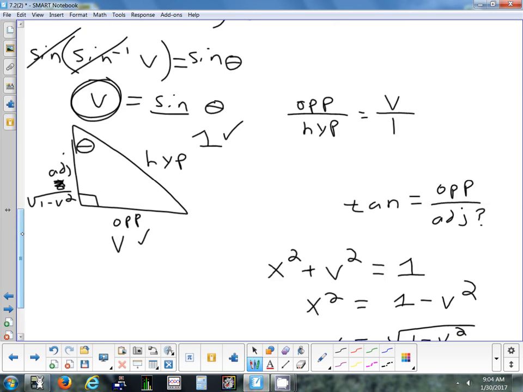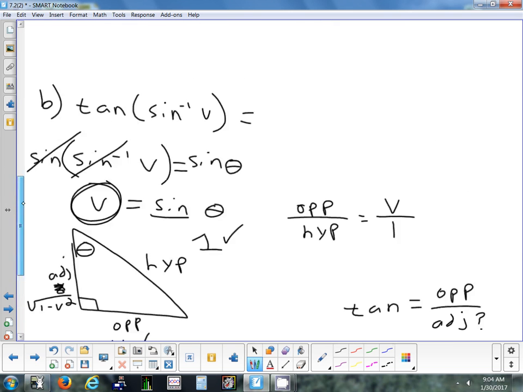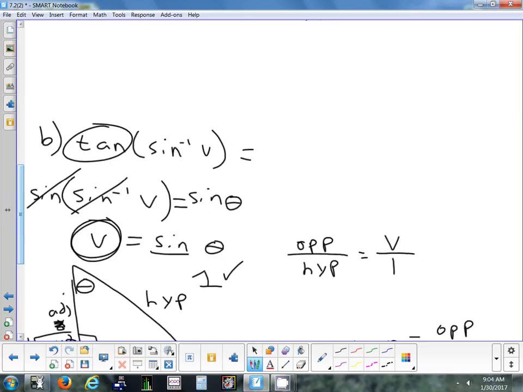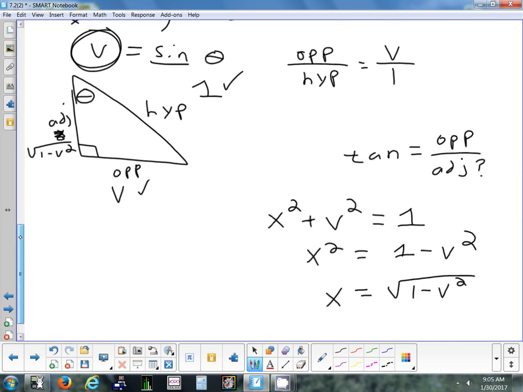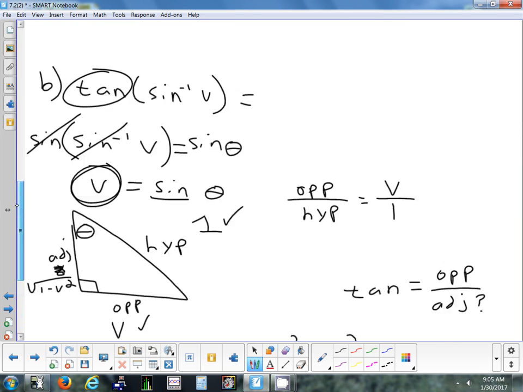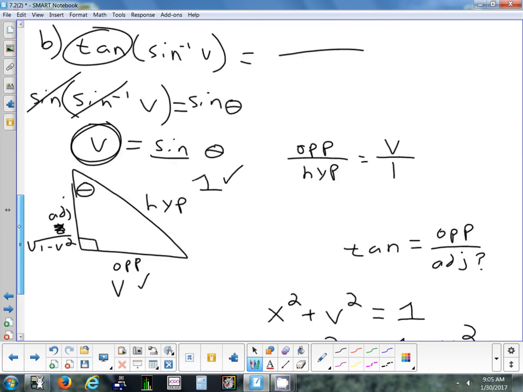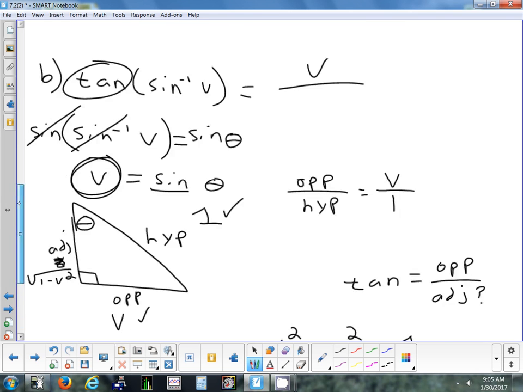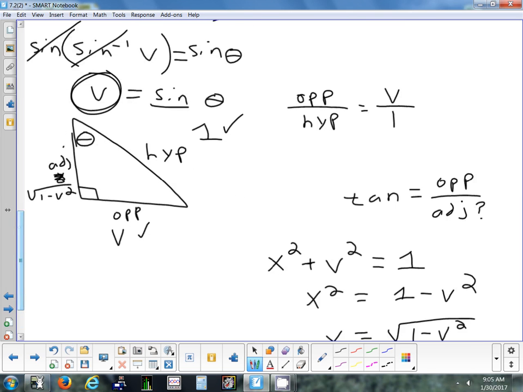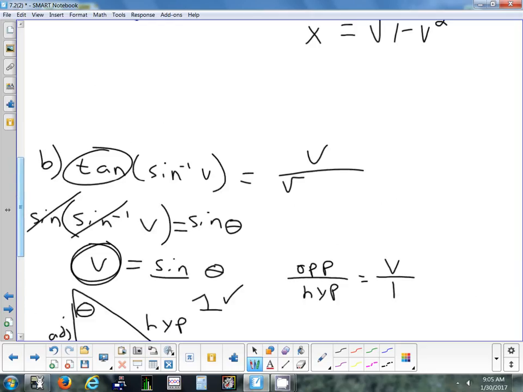Now you know opposite, you know adjacent, you know hypotenuse. You can find anything they want you to find, including the tangent. Tangent is opposite over adjacent. So let's write our answer. What's the opposite side here? v. Opposite over, what's the adjacent? Square root of 1 minus v squared.